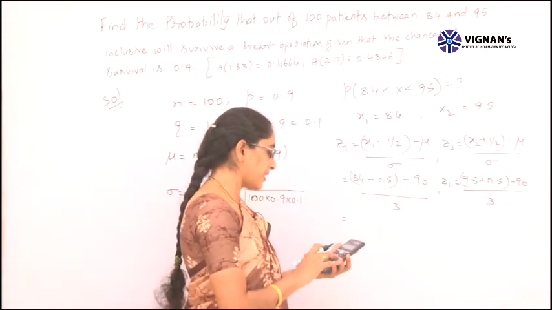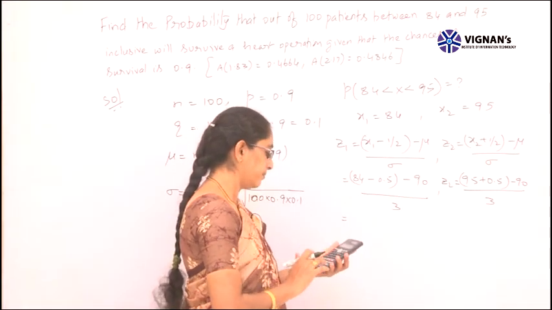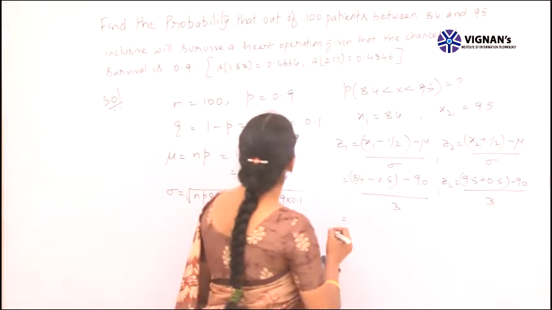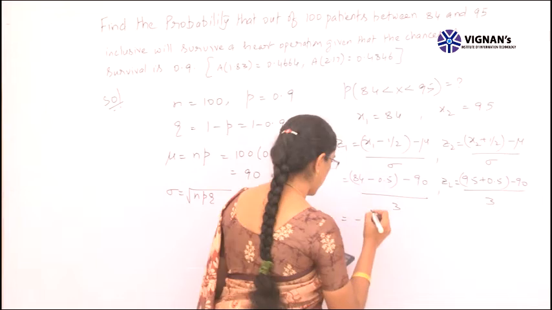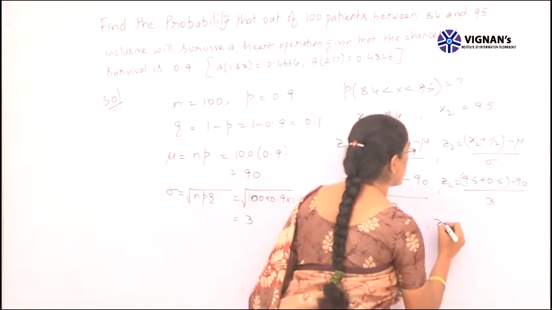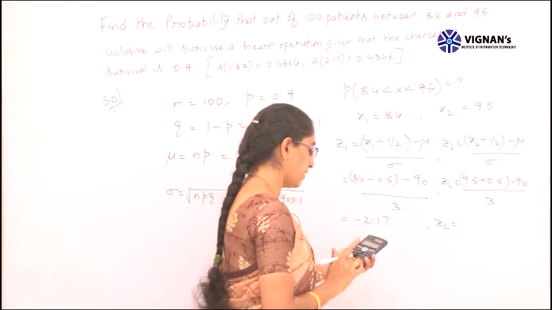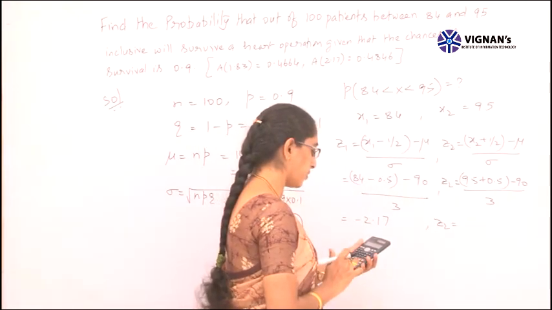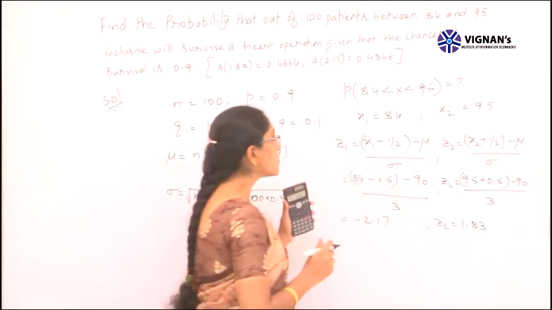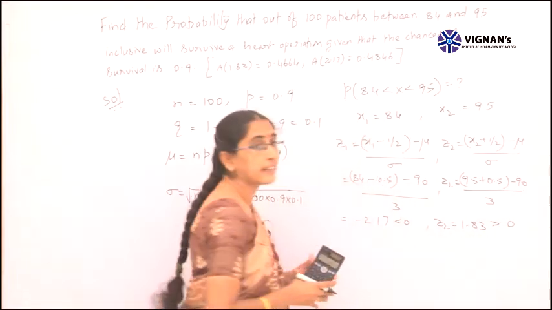So 84 minus 0.5 minus 90, divided by 3, is minus 2.16. So minus 2.17 here, right? And similarly, Z2 is 95 plus 0.5 minus 90, divided by 3, which is 1.83, right? So here Z1 is less than 0 and Z2 is greater than 0.